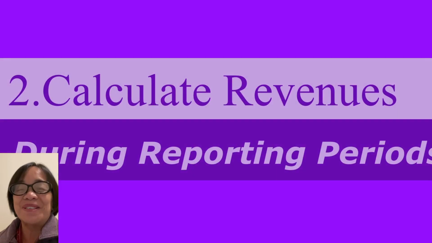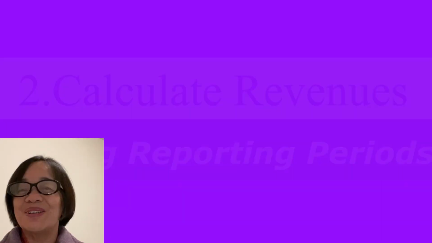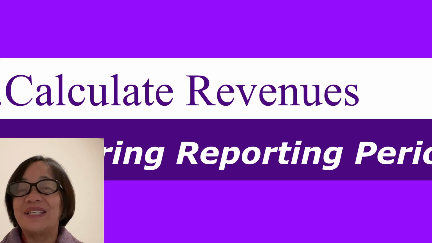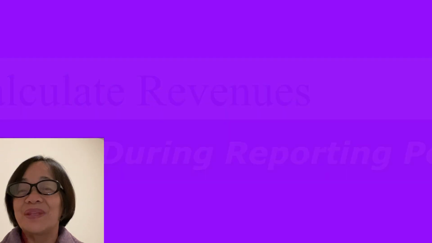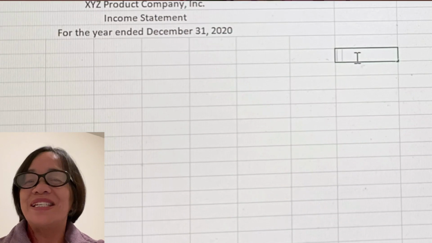So next step is number 2, calculate revenues during the reporting period. So to calculate revenues, we add all the money that we have received, every amount that we brought in to the operation of the business. The total or summation of it represent revenues, or we call it sales. Let's make it 100.